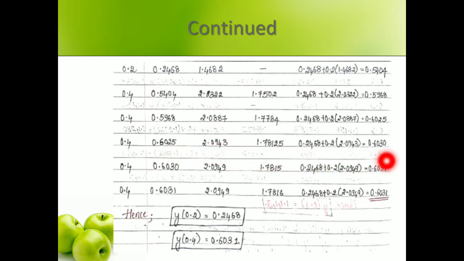0.6025. So your new y value will be 0.6030. Carry in the next iteration. 0.6030. Then your new y value will be 0.6031. So similarly you are getting 0.6030, 0.6031. You can stop the iteration here. So when x is 0.4, y is 0.6031. When x is 0.2, y value is 0.2468.